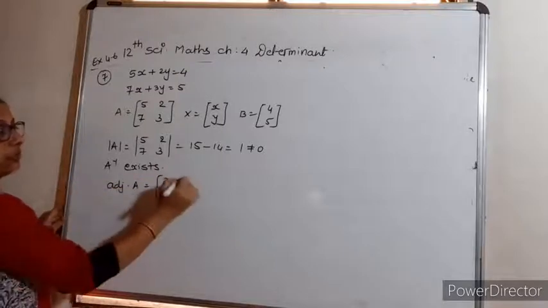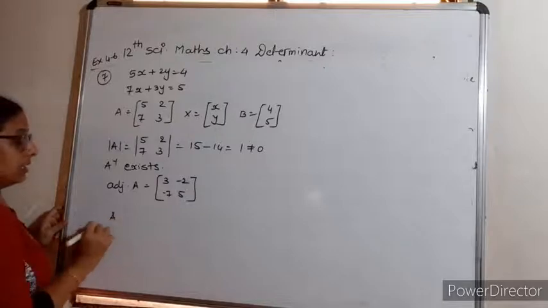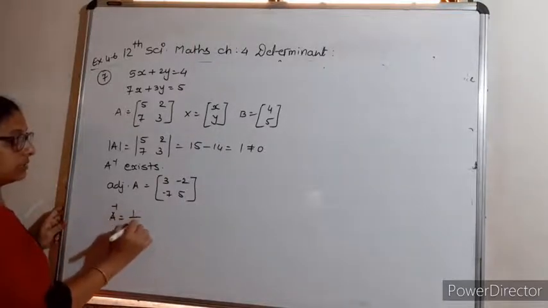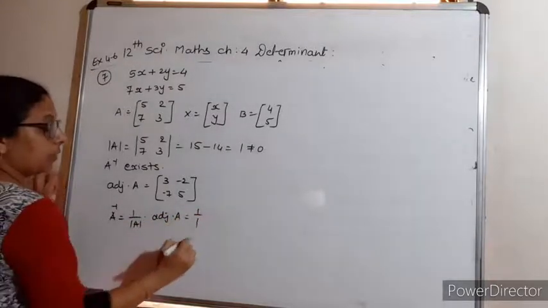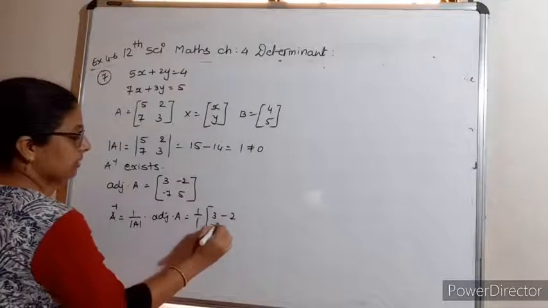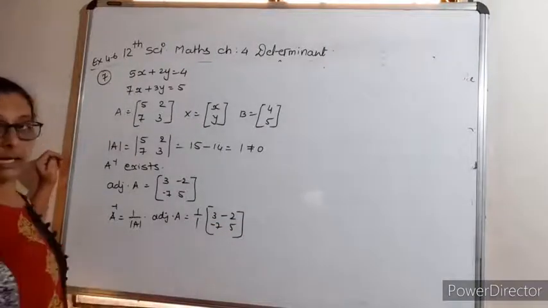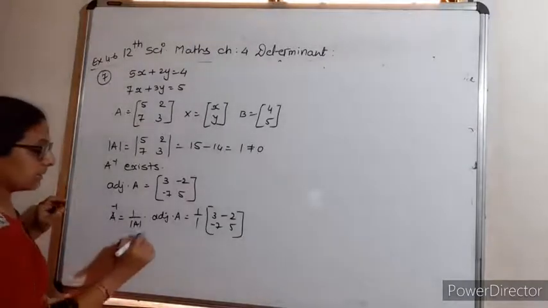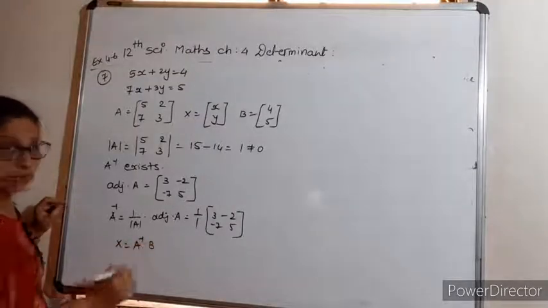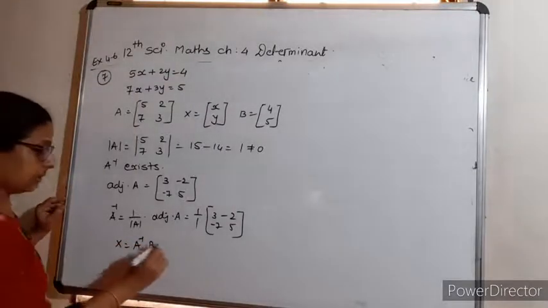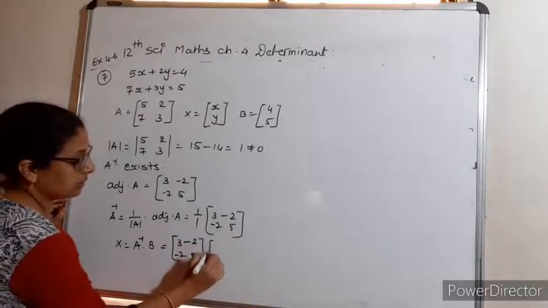Interchange the principal diagonal elements. Change the sign of the secondary diagonal. Now we'll find A inverse, which is 1 upon 1, 3, minus 2, minus 7, 5. That is 1 upon 1, which is itself. So this is our A inverse. We want to find X. That is the multiplication of A inverse and B. So what is A inverse? 3, minus 2, minus 7, 5. What is B?